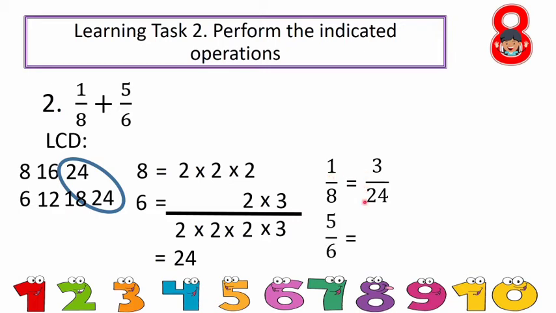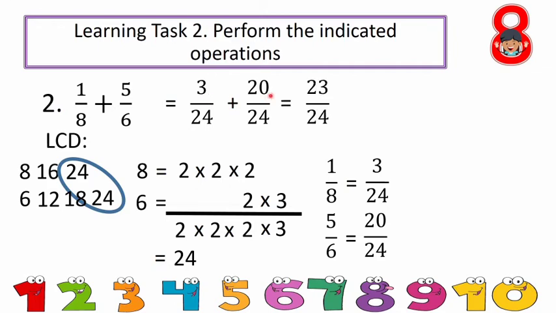Now, for 5 over 6, again, we get the equivalent wherein the denominator is 24. So 24 divided by 6 is 4. And 4 times 5 is 20. So we can now add these two numbers because they are already similar fractions. So it is equal to 3 over 24 plus 20 over 24.